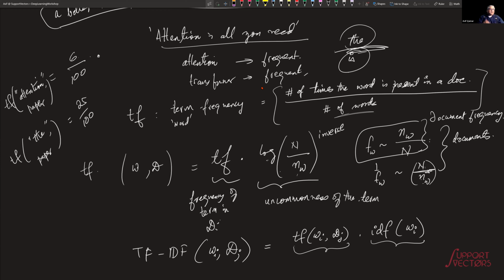Right? So let us say that you multiply this with the uncommonness factor. And how do you do that? Let us be very precise. We are looking at inverse document frequency, right? So in how many documents do you find the word attention? The number of documents that will have the word attention over the total number of documents.